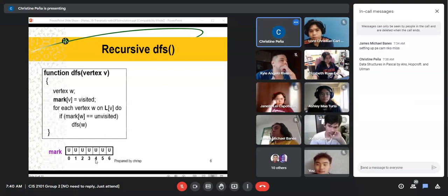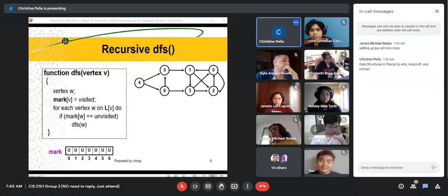Okay, so this vertex, this is marked, this is initialized to be all the vertices here from 0 to 6 unvisited. Very well, ha?